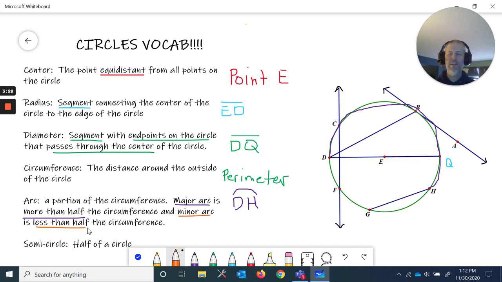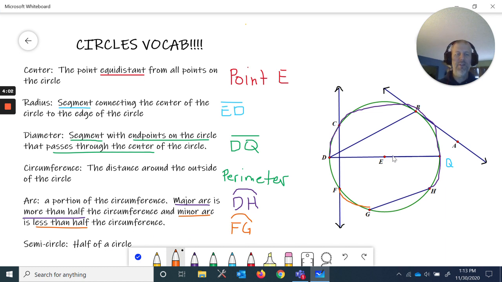Minor arc is less than half. So one example would be something small like F to G. And there are multiple examples of each of these. That's just one example. Make sure that notation is arced. So you're talking about the green part of the curve, not a segment connecting them. Another example of a major arc would be from like F to Q. Another example of a minor arc might be from like C to Q or from D to B. Less than half versus more than half, minor versus major.